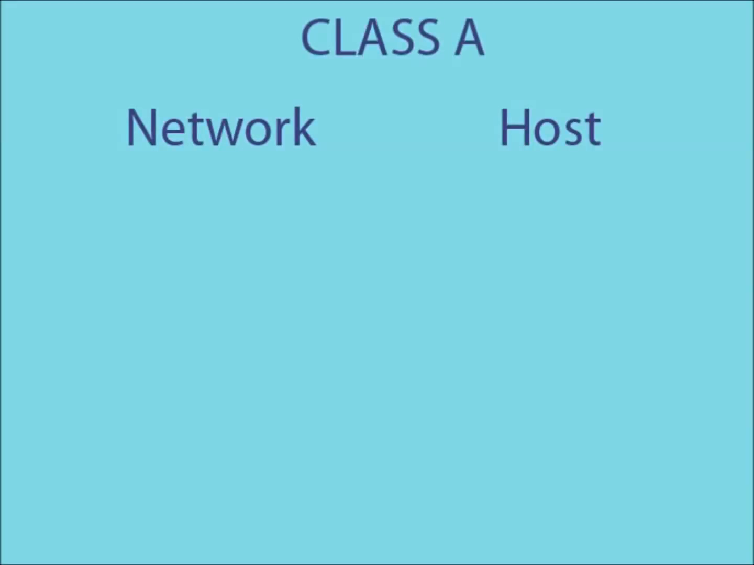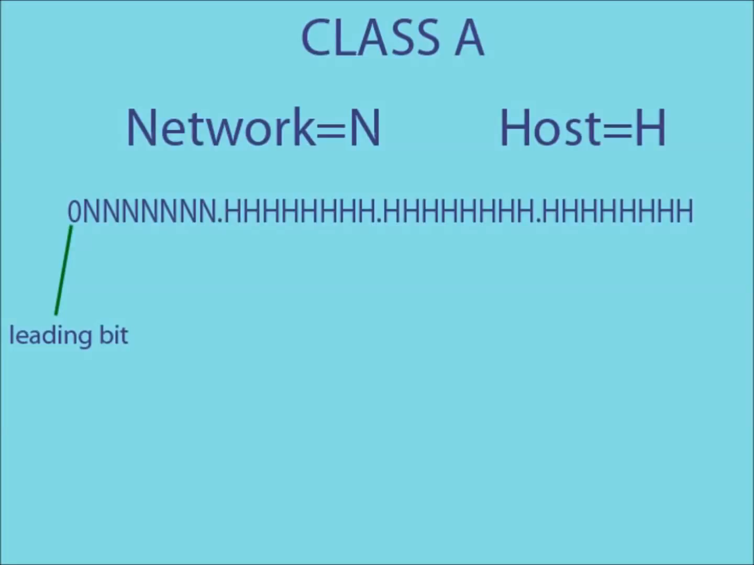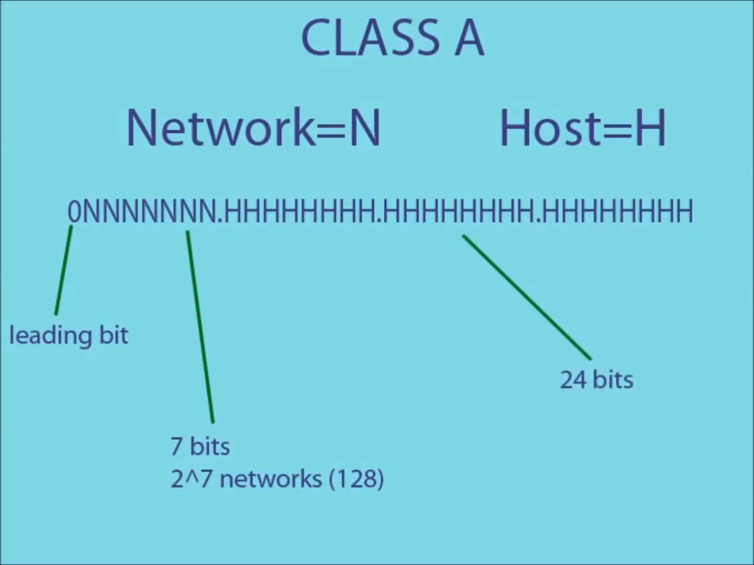Now the difference between all these classes is the way in which they are split between network and host. In a Class A IP address, only the first part of the address is used as a network ID. Also, the leading bit in a Class A IP address is always a 0. This means that the remaining 7 bits in the first part can be used to create network IDs. This means that there are a possible 2 to the 7 network IDs that can be created. The remaining 24 bits of the IP address can be used to create host IDs.